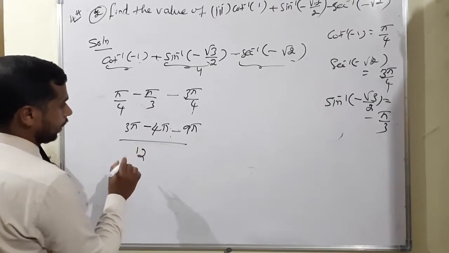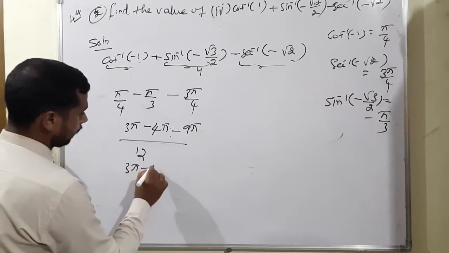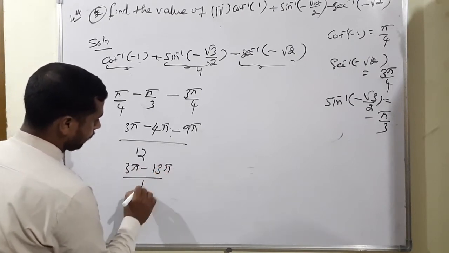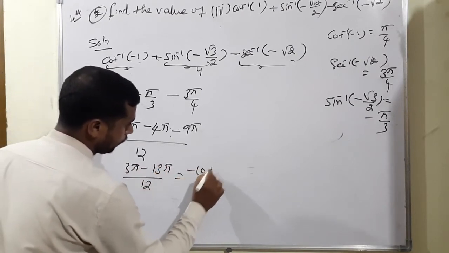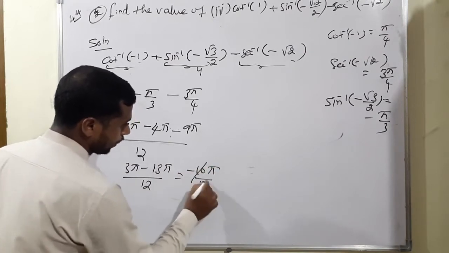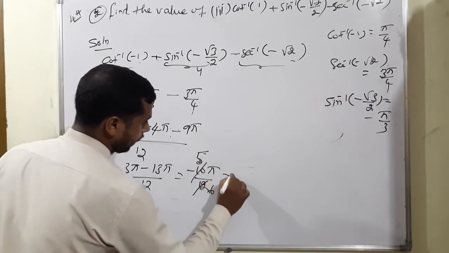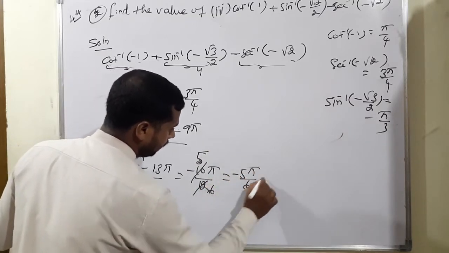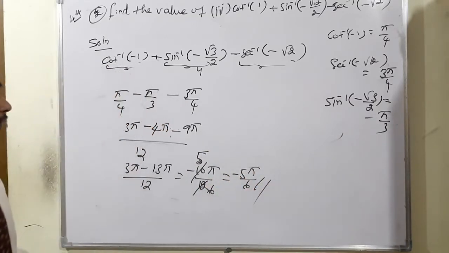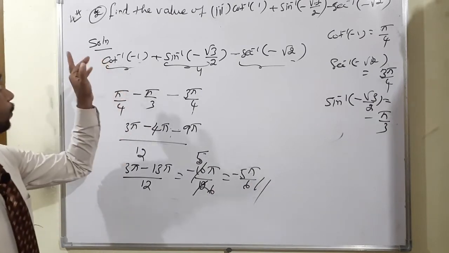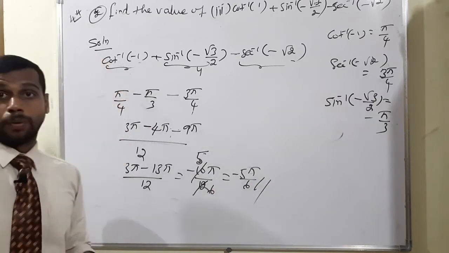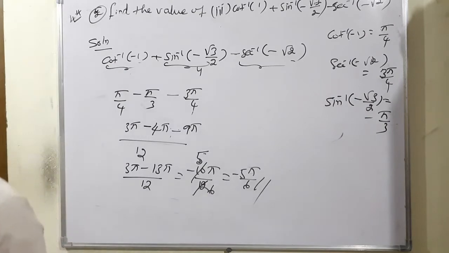negative 9 pi minus negative 4 pi means 3 pi minus, negative 13 pi divided by 12. Therefore, negative 10 pi by 12. So 10 and 12, pi and 6. Therefore, the answer will be negative pi by 6. Okay, this is the answer for question number 2, exercise 4.4. I will continue with the next example.